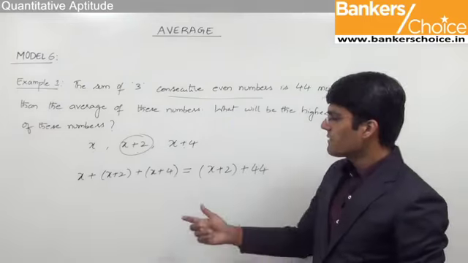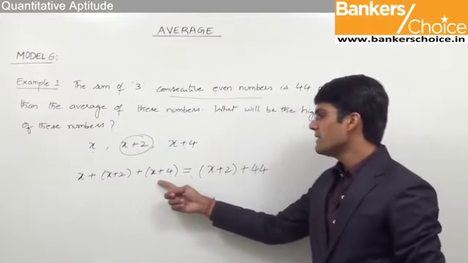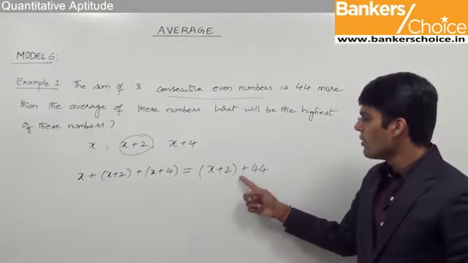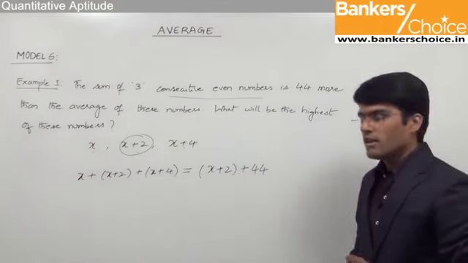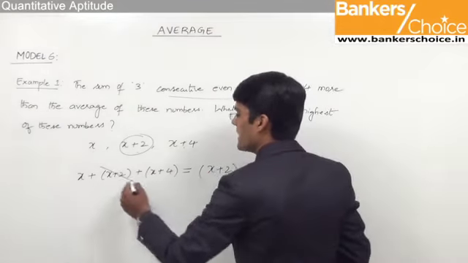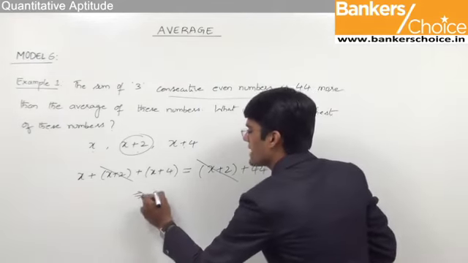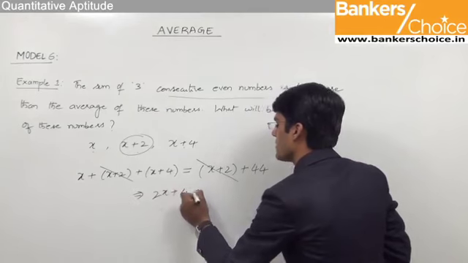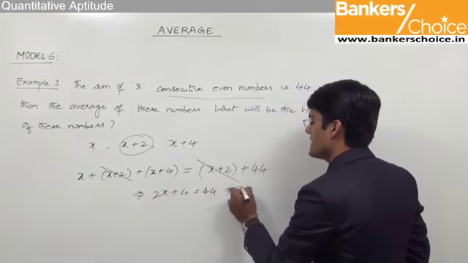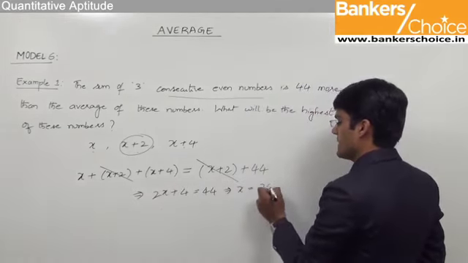So very clearly we have taken the given statement, that is, the sum of these 3 numbers is 44 more than the average. Now by simplifying this equation, x plus 2 gets cancelled and we have 2x plus 4 equals 44, from which we can say x is equal to 20.